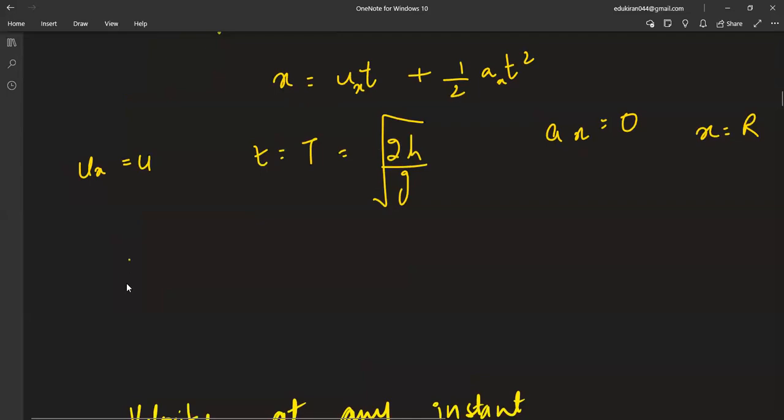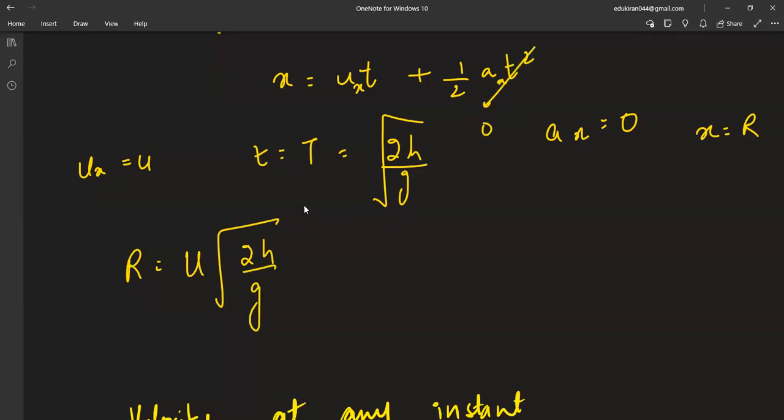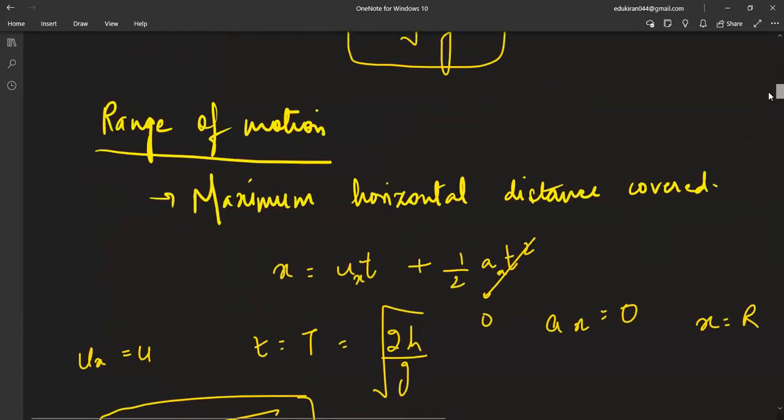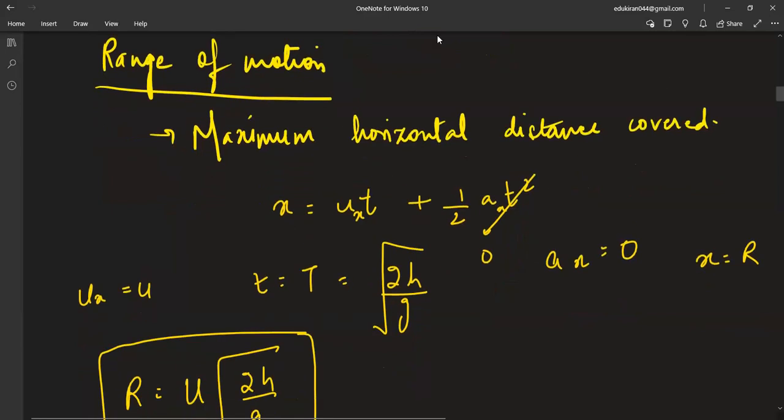Now put in everything here: range of motion, ux, that is u, time period, this is root of 2h by g. And this entire term is in any way 0. So this is the formula for range of motion. Quickly note it down as well. Then we'll see, we just have to discuss velocity and then a question we'll discuss. Note down this as well.